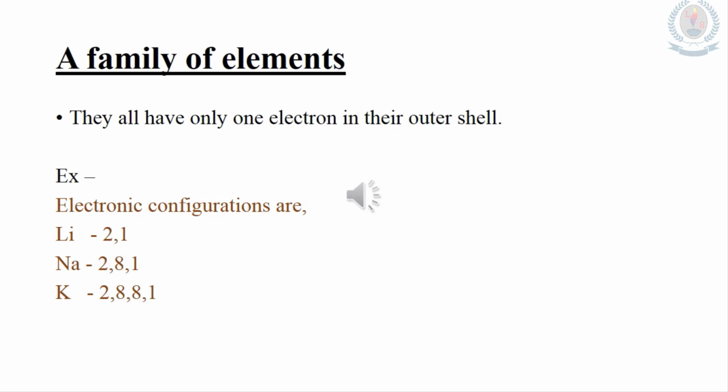There are two reasons that we put these elements in Group 1. The first one is that they have only one electron in the outer shell. If you take a look at the electronic configurations of these metals, you can realize that easily. Even in lithium, sodium and potassium, the outermost shell contains only one electron. This characteristic feature we can see in each and every element of this group. So that is one common thing that we can see in these elements.